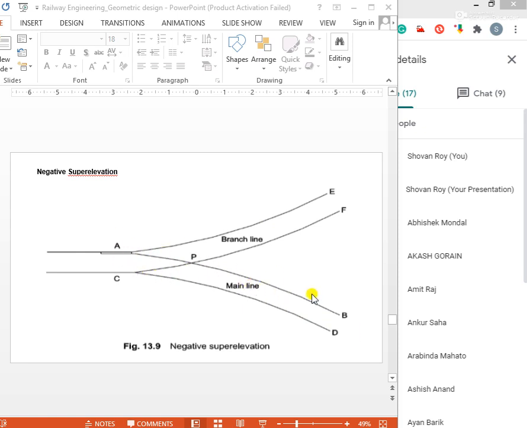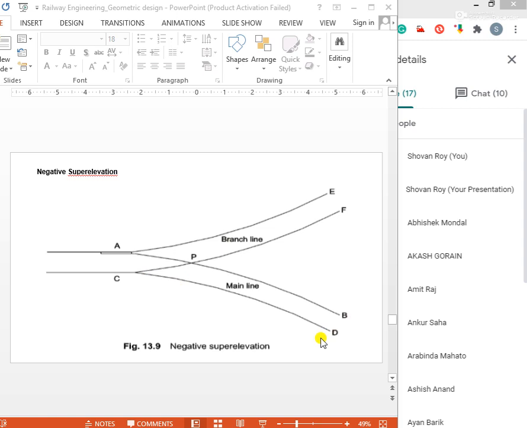This is A to B, the curved section of the main line, and super elevation is required from A to B at this position to provide comfort for the journey, or to prevent an accident of the train. From A to B, we need the super elevation.